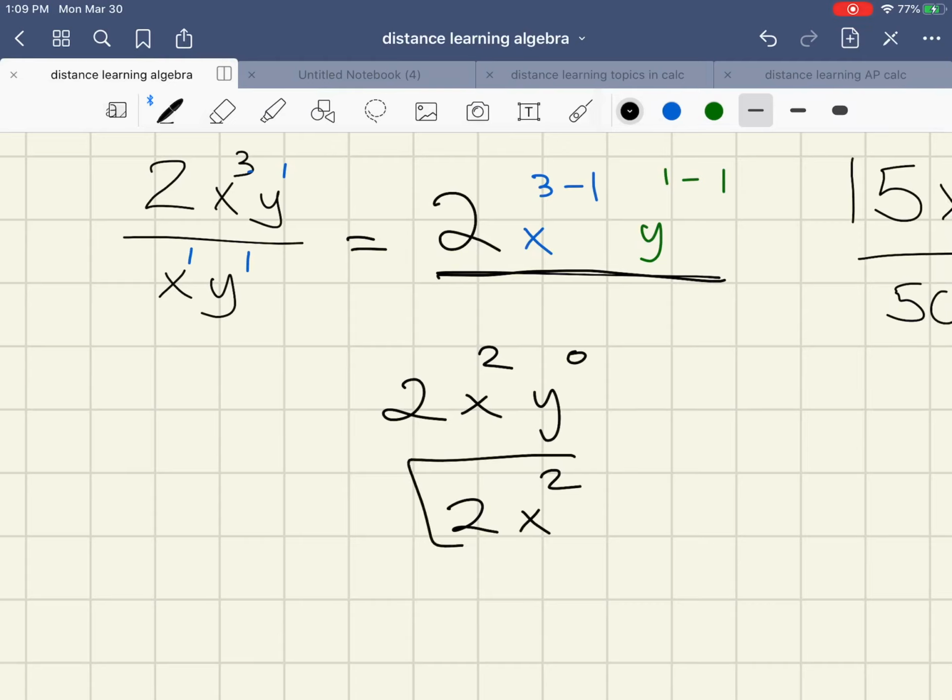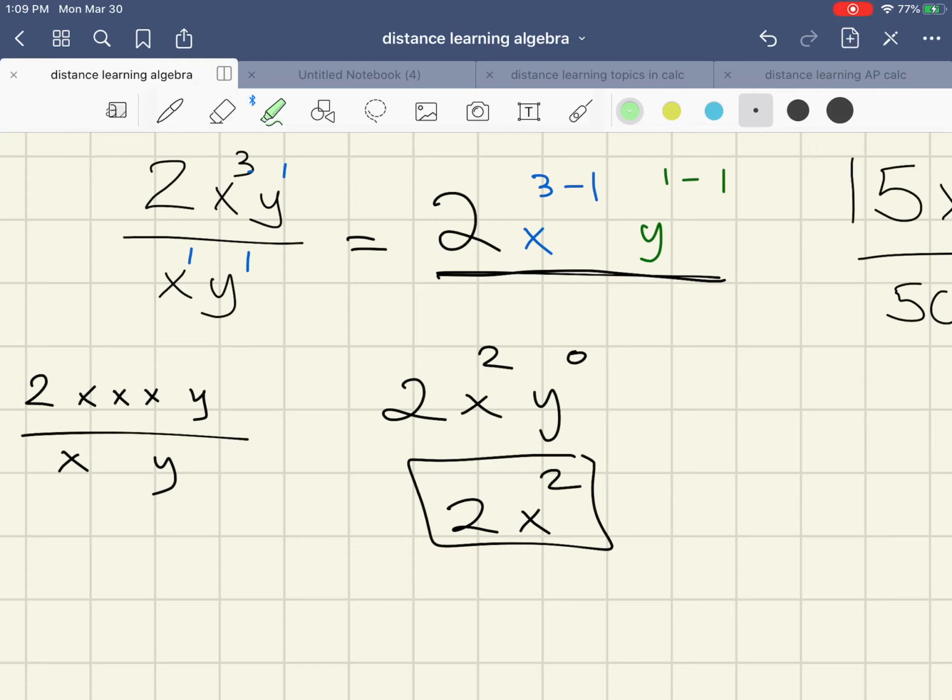If you wanted to look at this in terms of the canceling technique, you would have the y's just canceling. You would have one of the x's canceling. And you would get 2x squared.